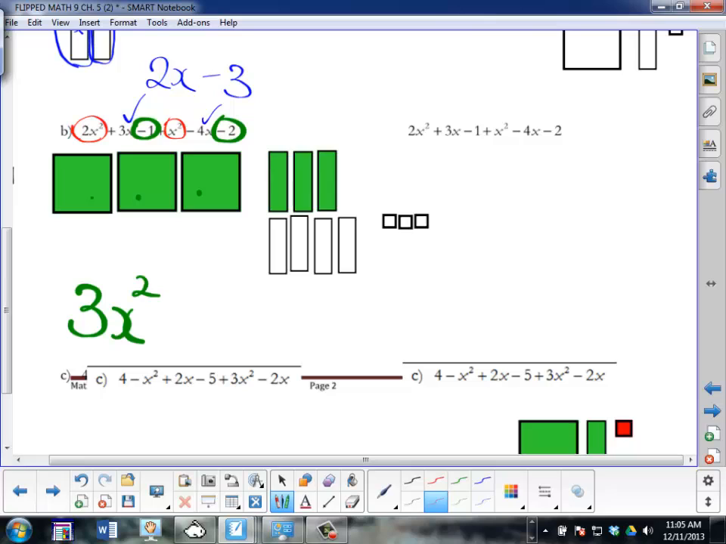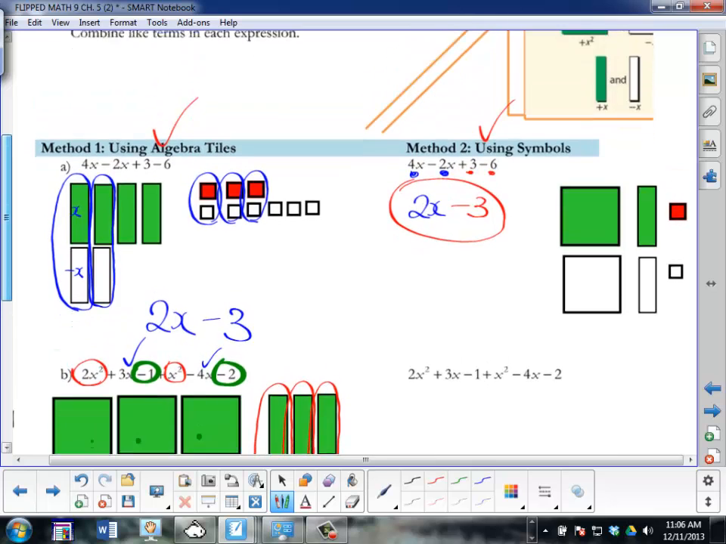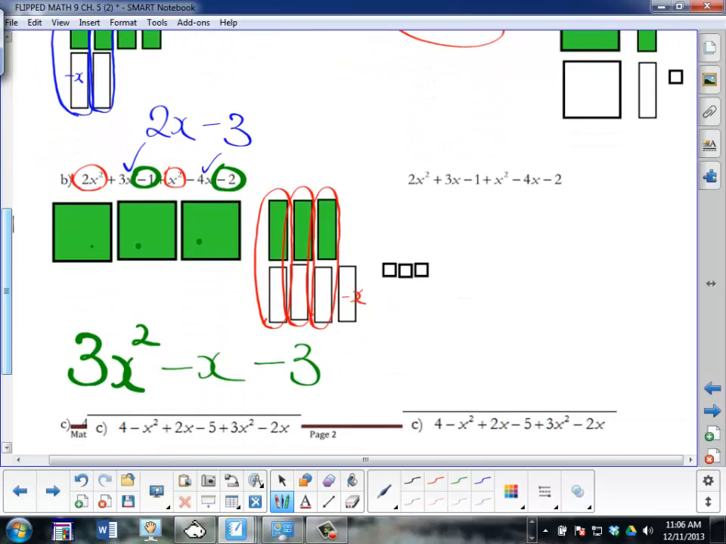With our x and our minus x terms, a plus x and a minus x gives us 0. Same with that one. Same with that one there. And we're left with 1 minus x term. So that's going to give us minus x there like that. And then finally, we've got 3 units there which are negative, so minus 3. So there's our simplified expression: 3x squared minus x minus 3.